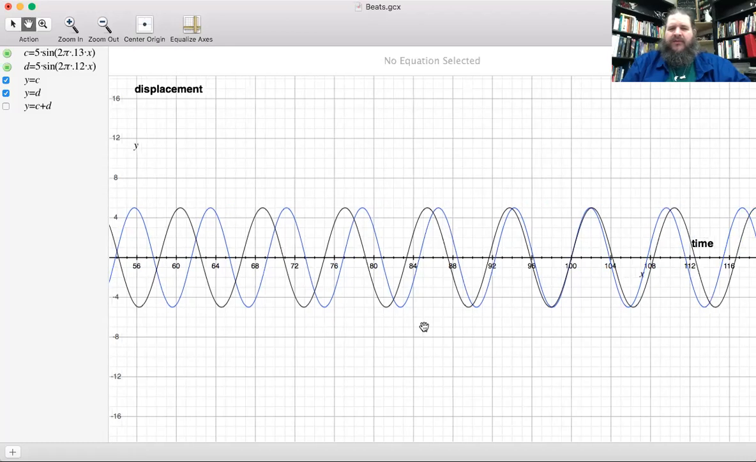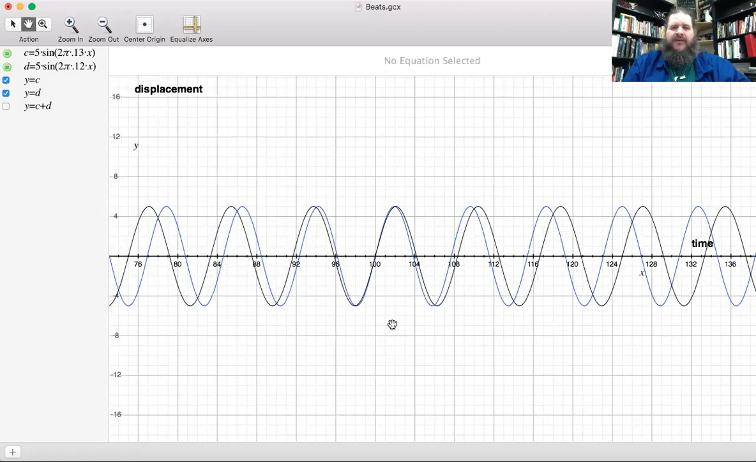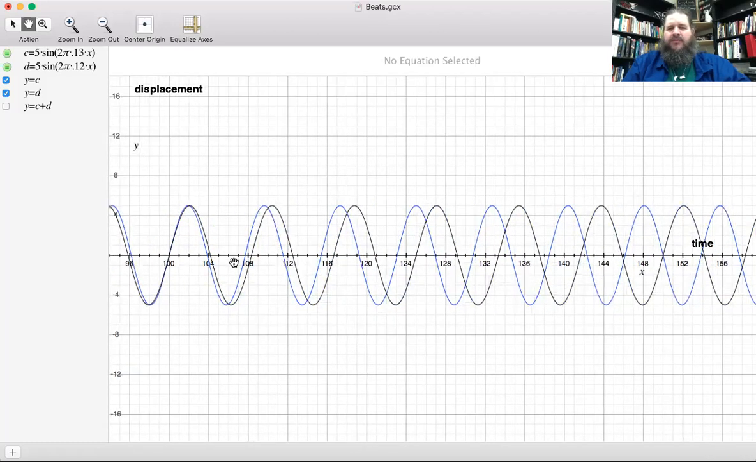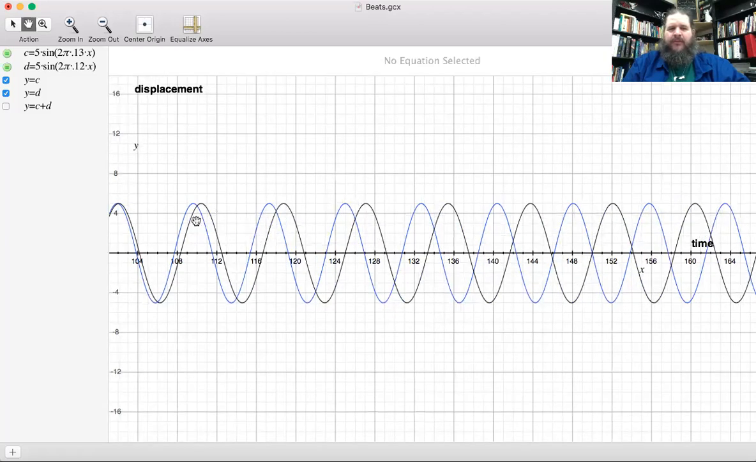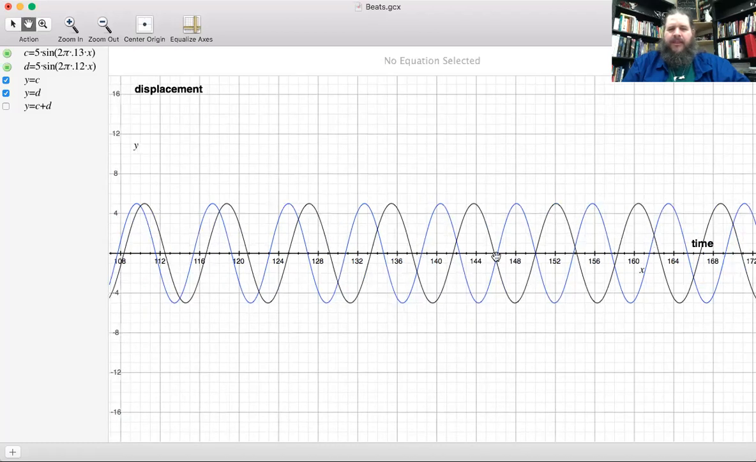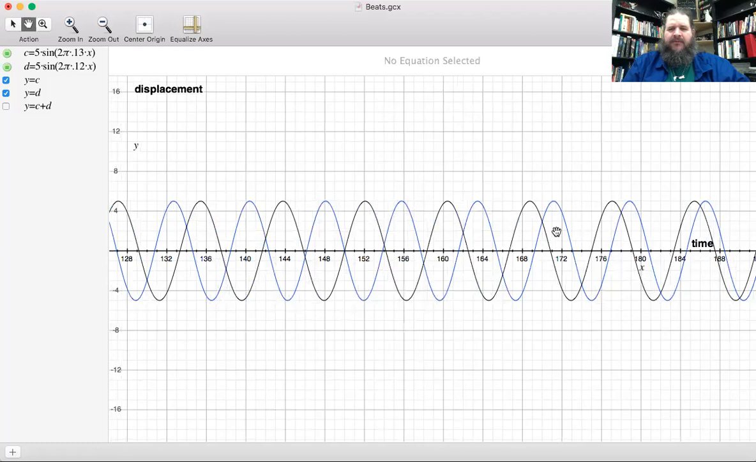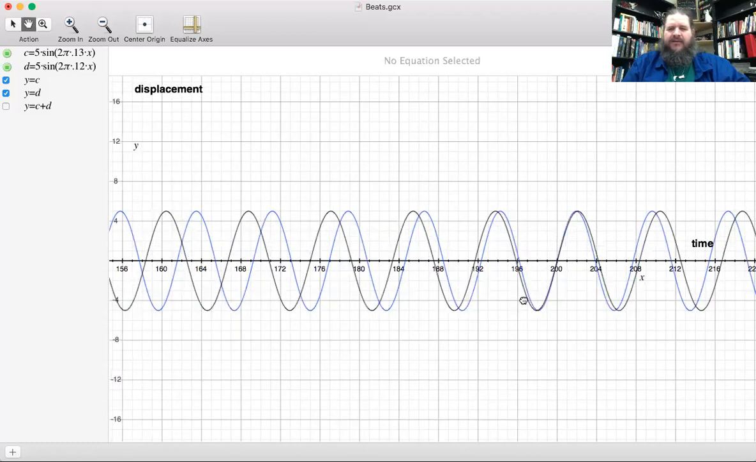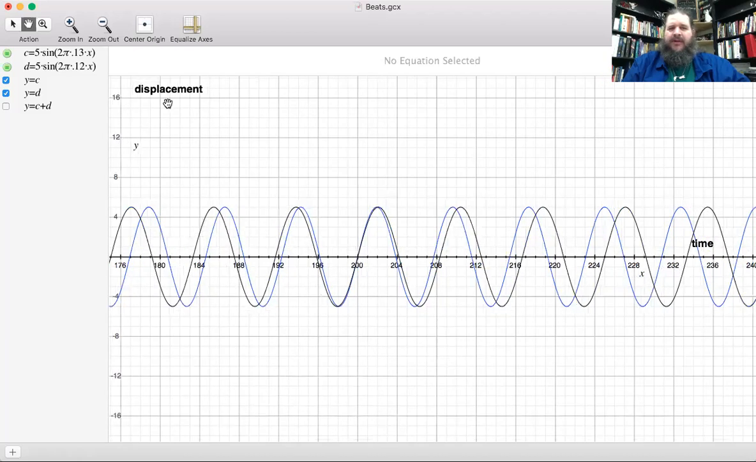So as time passes, because these are not perfectly synchronized frequencies, the slightly different frequencies mean that each one takes a different amount of time to complete a full cycle. So as time passes, we gradually shift from constructive to destructive. And then further on, we get eventually back to synchronized, constructive again. And we just keep alternating between constructive and destructive interference.